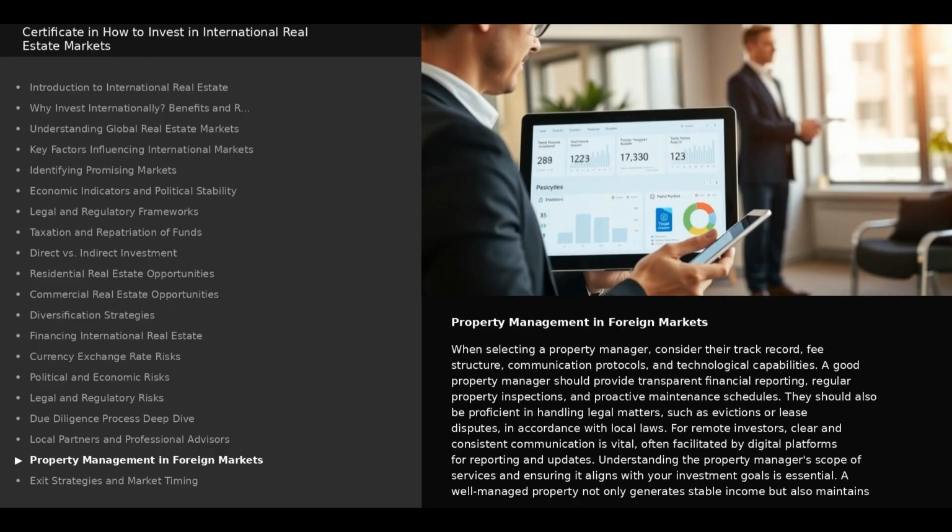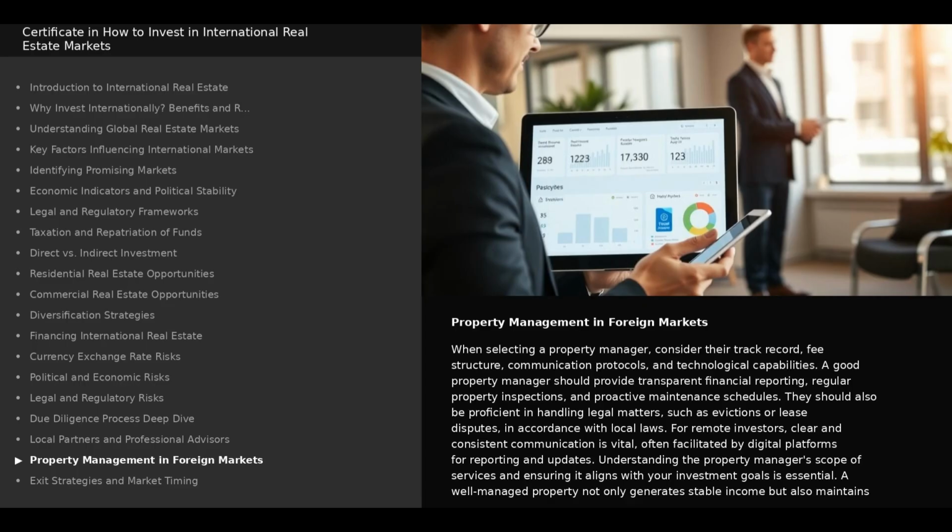When selecting a property manager, consider their track record, fee structure, communication protocols, and technological capabilities. A good property manager should provide transparent financial reporting, regular property inspections, and proactive maintenance schedules. They should also be proficient in handling legal matters, such as evictions or lease disputes, in accordance with local laws.